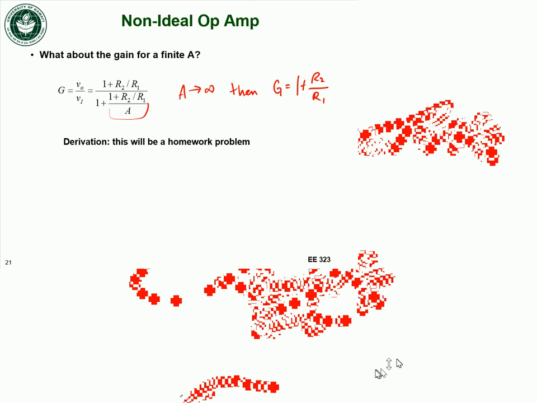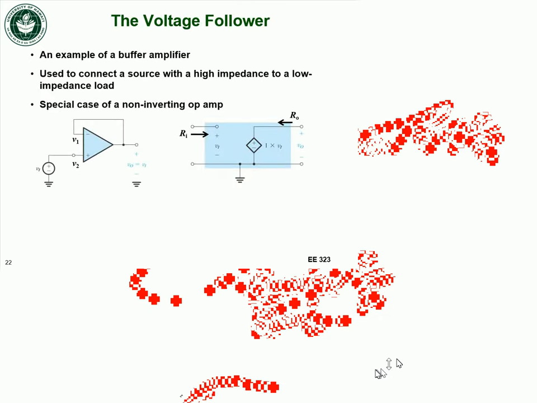Now let's look at a special case of the non-inverting op-amp, and that is called a voltage follower. This is also an example of a buffer amplifier, which is an amplifier that does not actually amplify. So the gain is somewhere around 1. But the buffer amplifier has a high input impedance and a low output impedance. So if I had a voltage source that had a high internal impedance and a very low impedance load, I can put that buffer amplifier there and the source will be much better matched to the load, and I'll be able to deliver more voltage from my source to my load than if I didn't have that buffer amplifier.